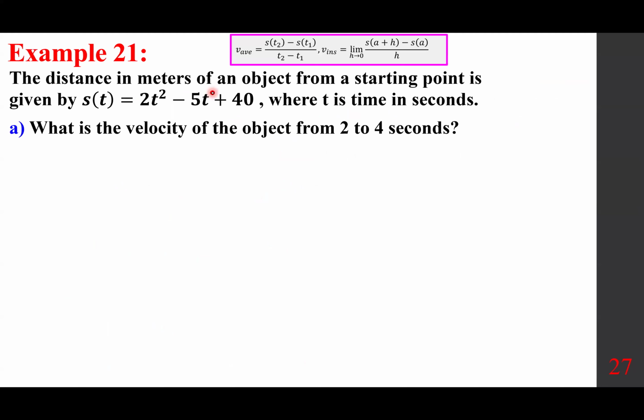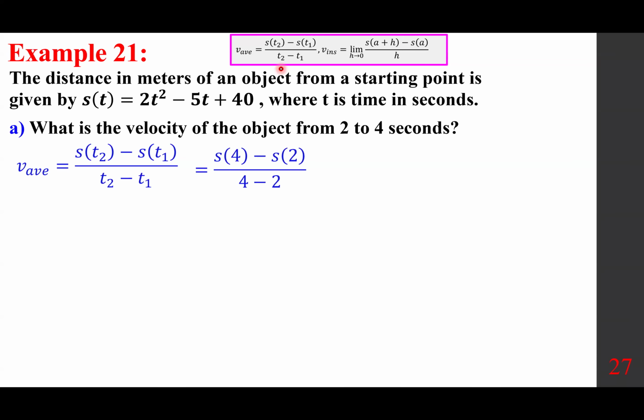The distance in meters of an object from a starting point is given by s of t, where t is time in seconds. What is the velocity of the object from 2 to 4 seconds? And I hope you remember we're talking about the average velocity. That means total distance, s of t2 minus s of t1, over total time, t2 minus t1. So s of 4 minus s of 2 over 4 minus 2.